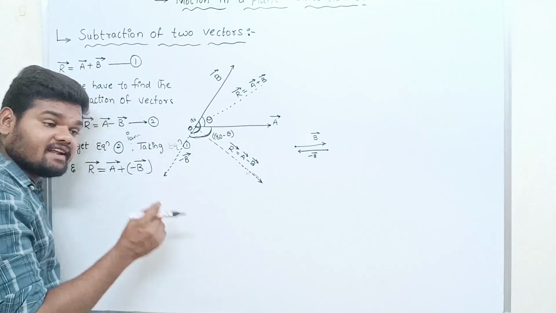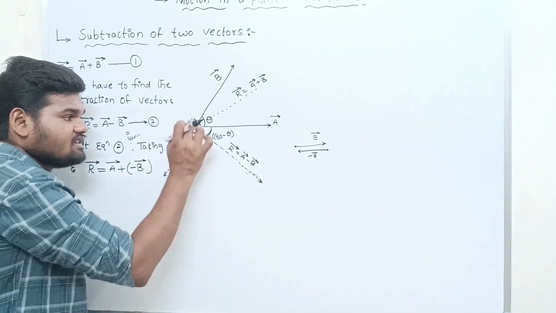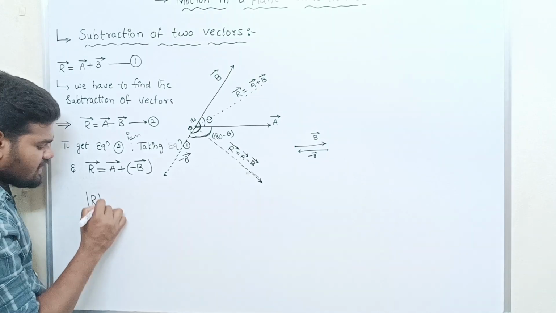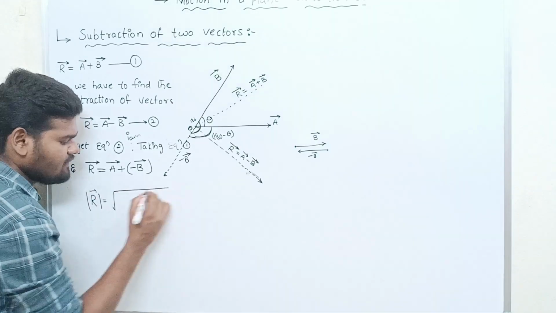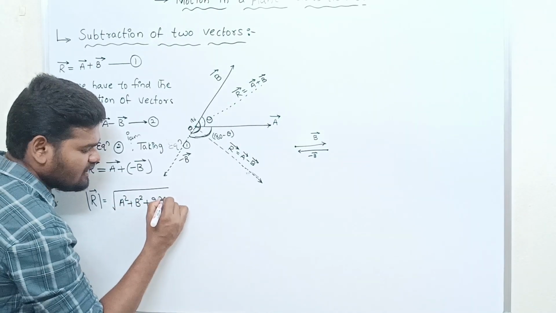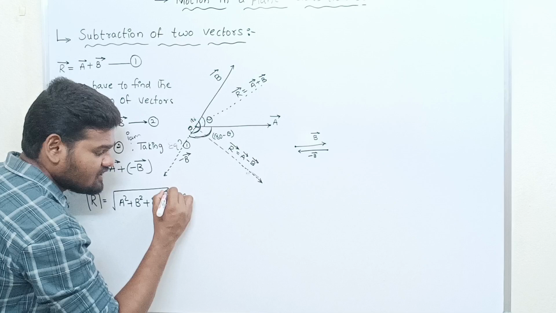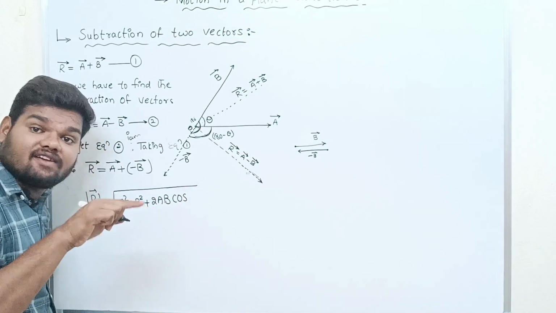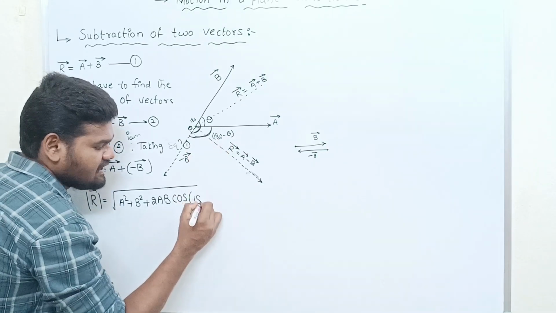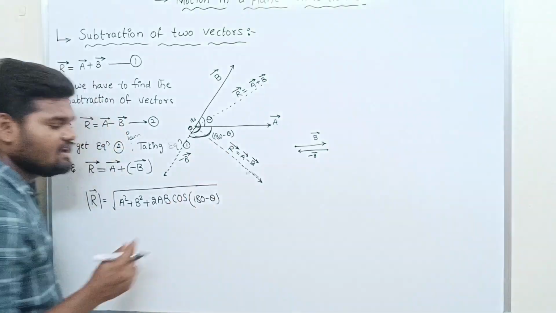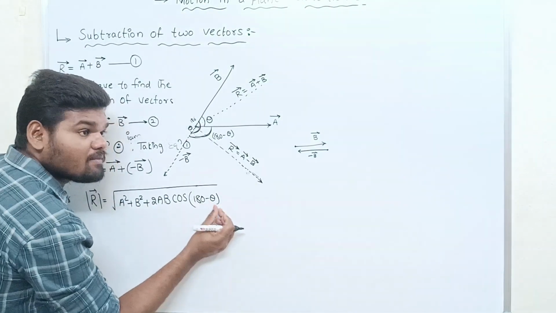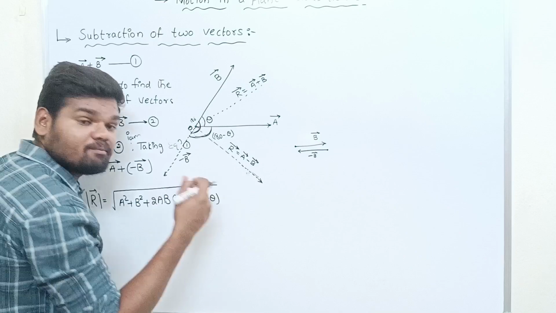Now the resultant of these two vectors is given by the formula we already have. So magnitude of r bar is equal to under root of a square plus b square plus 2ab cos theta, where theta is the angle between a bar and minus b bar vectors. How much? 180 minus theta. Are you getting any doubts? Right. Cos of 180 minus theta.